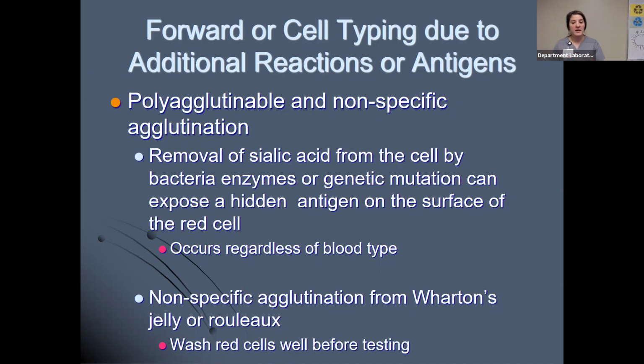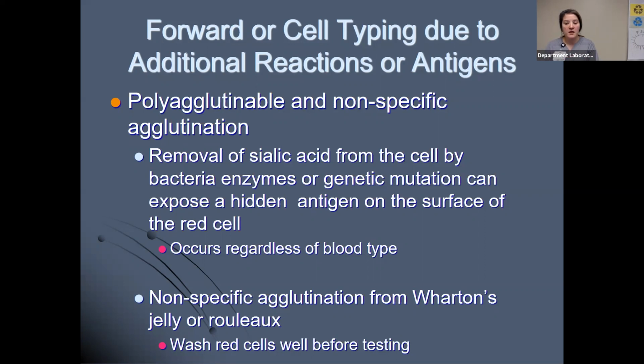Sometimes we have an example of if a patient has had some type of GI infection, some gram-negative bacilli can remove the sialic acid from the red cell membrane, causing a typing discrepancy. So that's why looking at your patient diagnosis and patient history is very important as well.